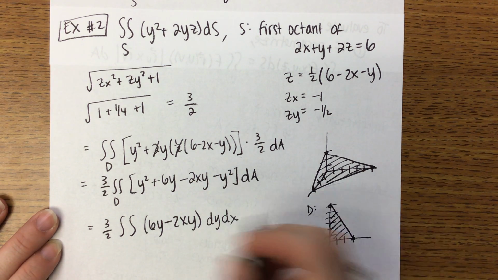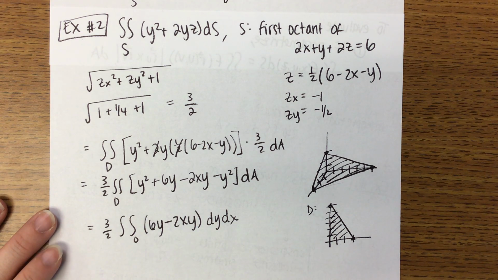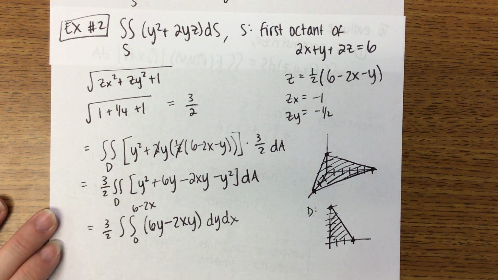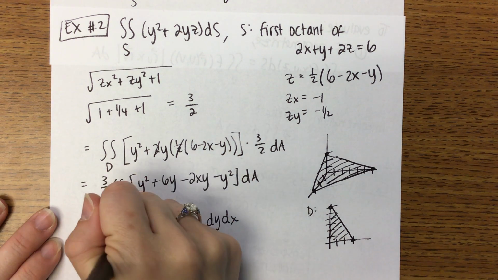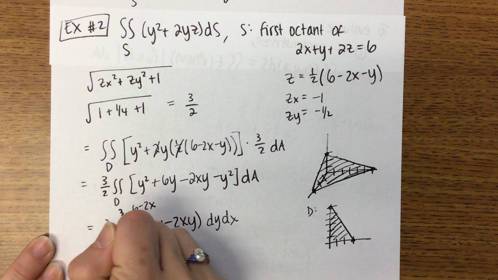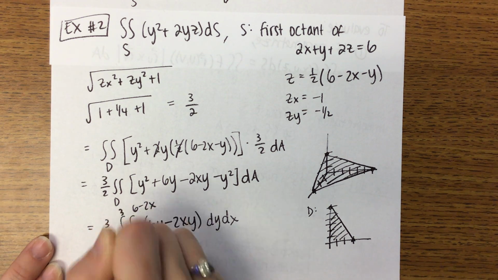Y is going to go from 0 to the equation of the line. Equation of the line is 6 minus 2x. X then goes from 0 to 3. I think you guys can evaluate that on your own, so we're not going to go through it. If you want to know the answer, it ends up being 243/2.